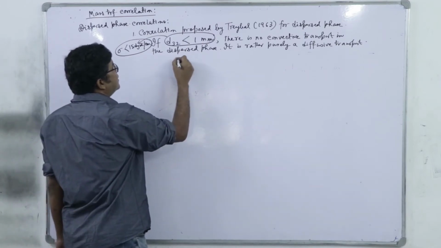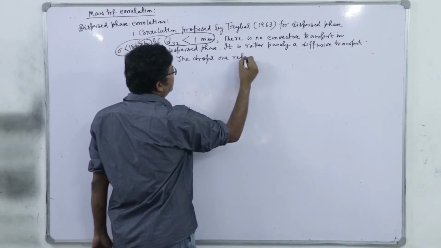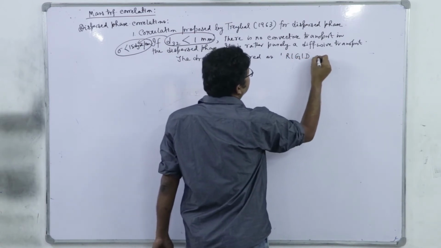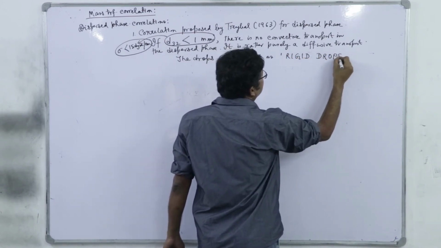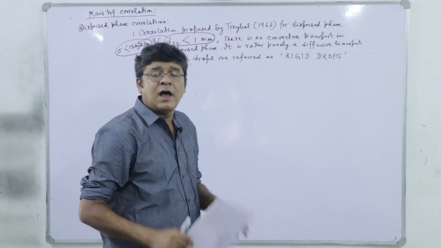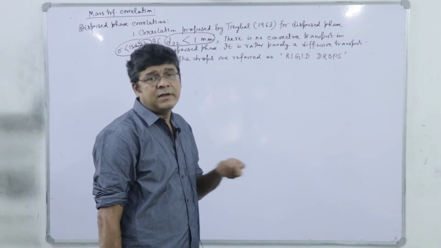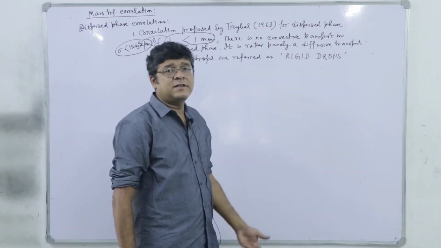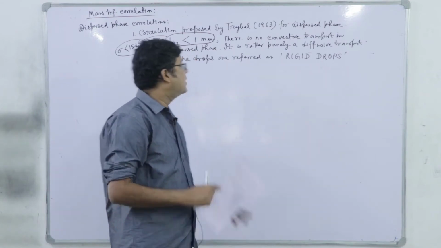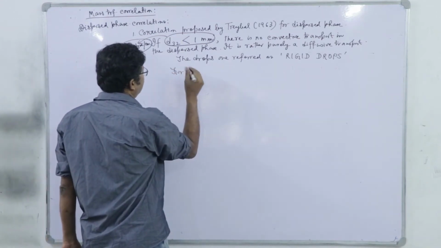So, here the drops are referred to as rigid drops. What does it mean? As there is no convective transport, these drops behave like particles of solid, where we can only have diffusion, just like liquid or gas diffusion, whether it is a gaseous bubble or a liquid drop. So, these drops are called rigid drops, and for rigid drops the Froessling correlation is valid.